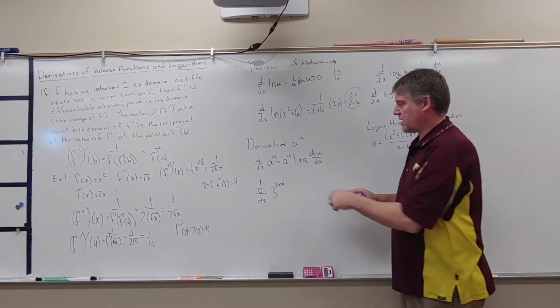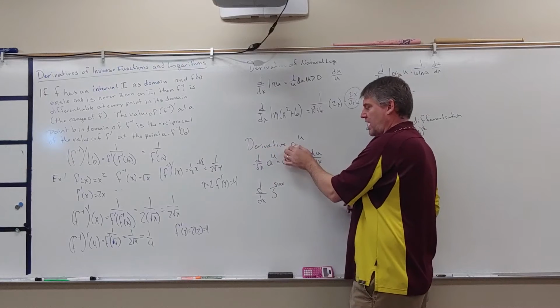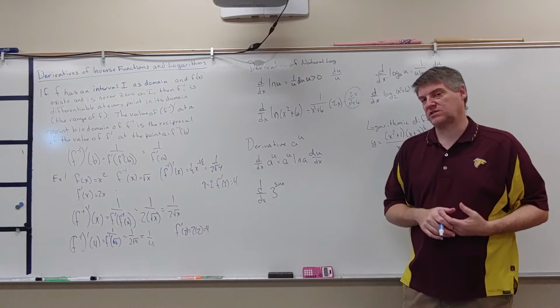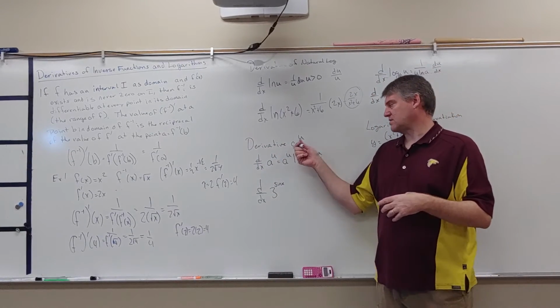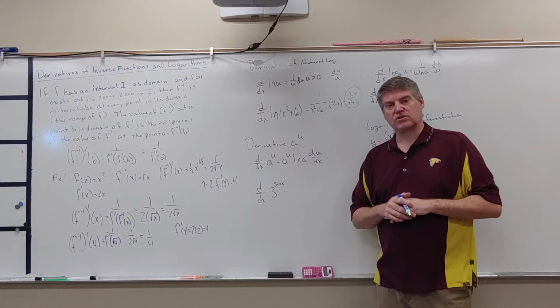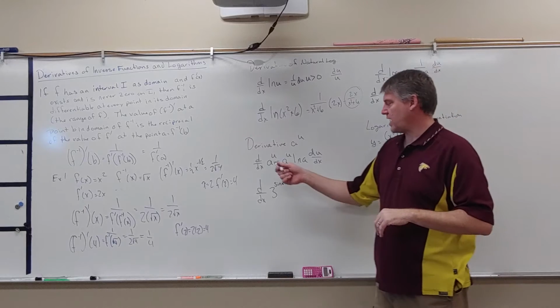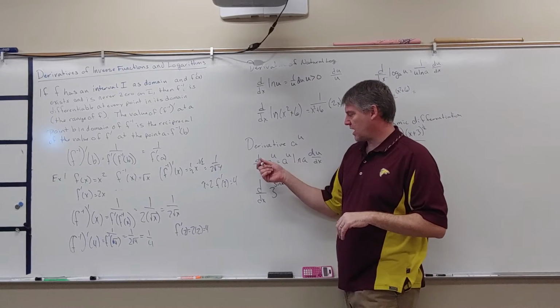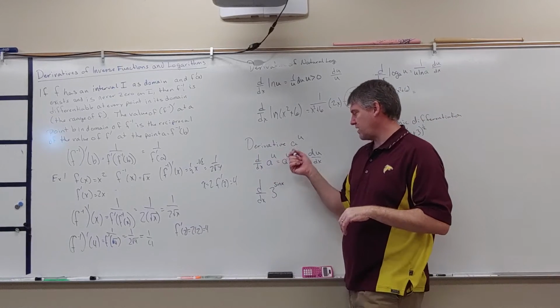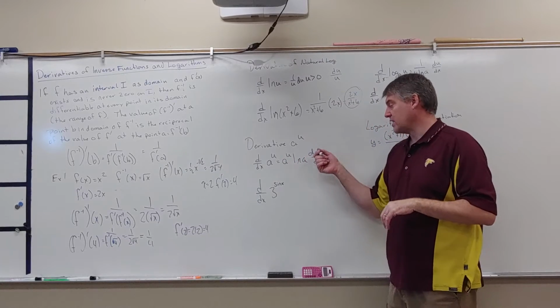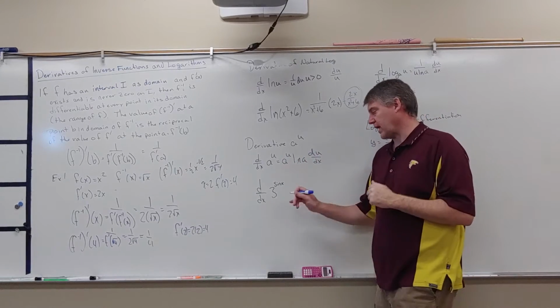Now, here we have the derivative of a to the u power. Remember, this is similar to e to the x. So if I have the derivative of a to the u, I have a to the u times the natural log of a times du/dx. Okay?